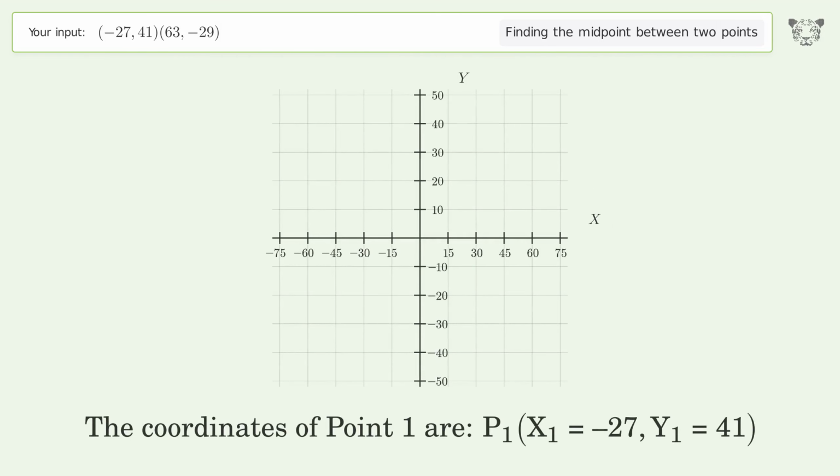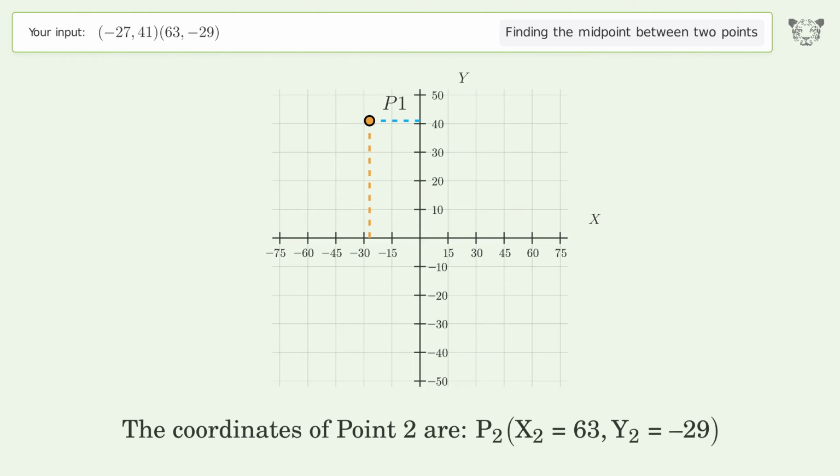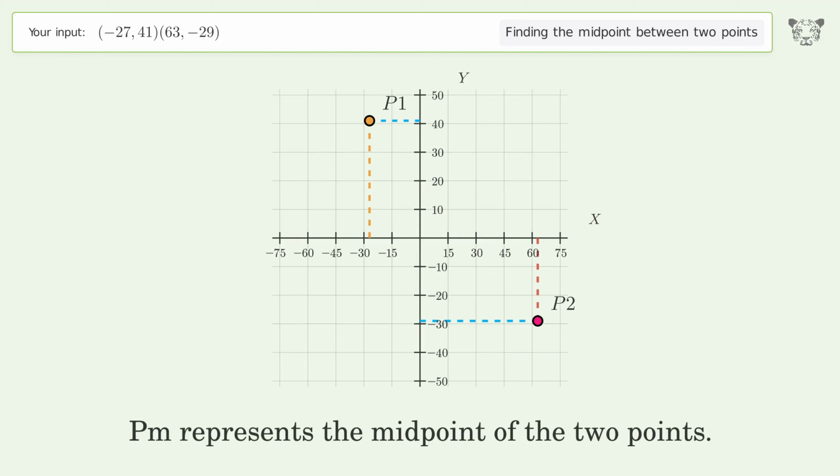The coordinates of point 1 are, x1 equals -27, y1 equals 41. The coordinates of point 2 are, x2 equals 63, y2 equals -29. PM represents the midpoint of the 2 points.